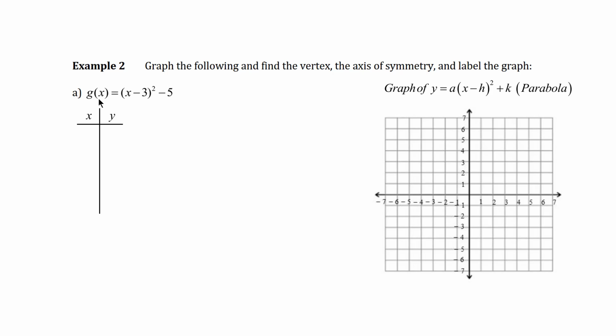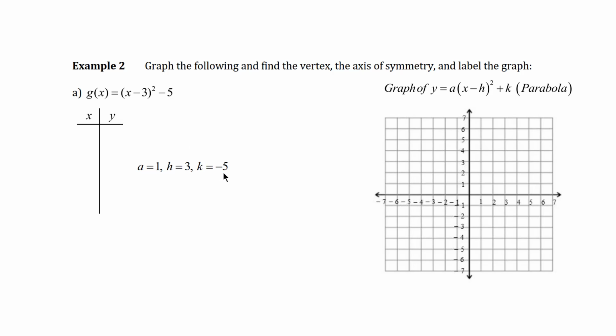For part A, we have g of x equals parentheses x minus 3 squared minus 5. First, we identify the value for a, which is the coefficient in front of the parentheses. So the value of a is 1. This means our parabola will open upward because the value of a is positive. Next, we identify the value for h. H is going to be the opposite value of the number inside the parentheses next to the x. We have -3 inside the parentheses, so h will be positive 3. Next, we identify the value for k, which is the number on the outside in front of the parentheses. So k is equal to -5.